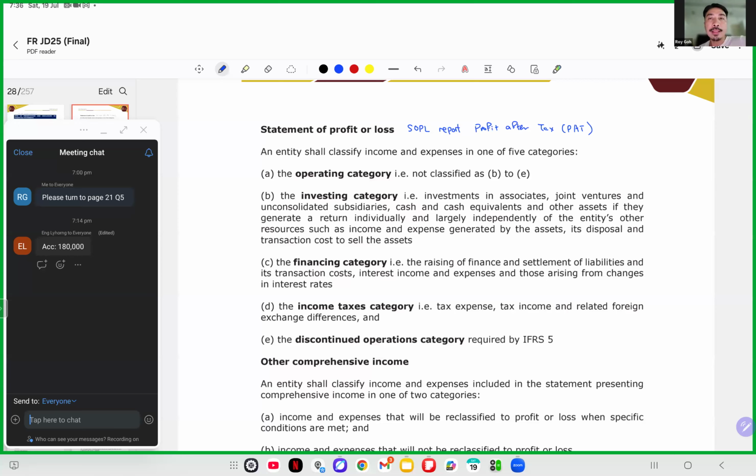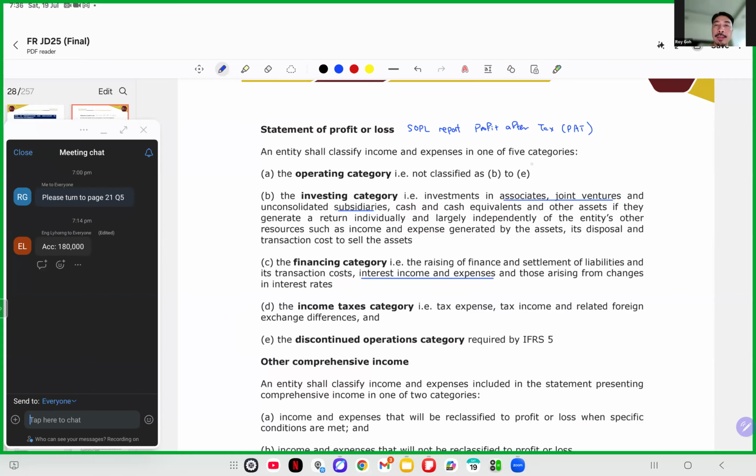You classify that as your investing activity. You buy an associate, joint venture, or subsidiary. You call it financing: your interest income, interest expenses. Then you call it taxes. You call it discontinued operation. So if it is not B, C, D, E, it must be A. So this A is good.